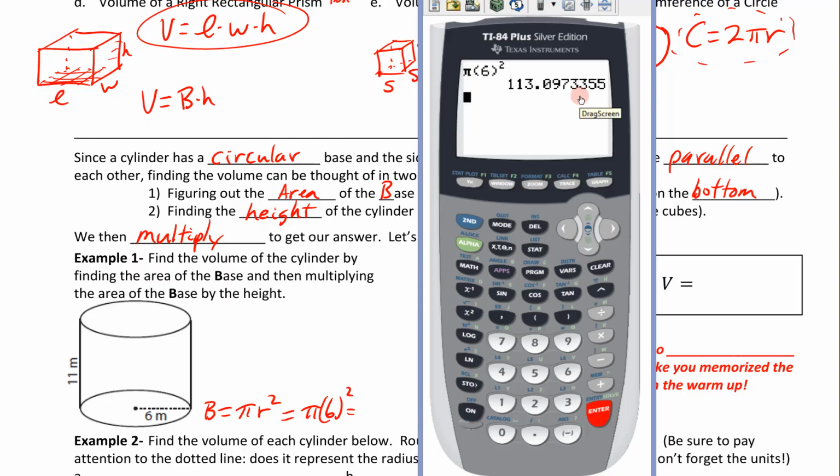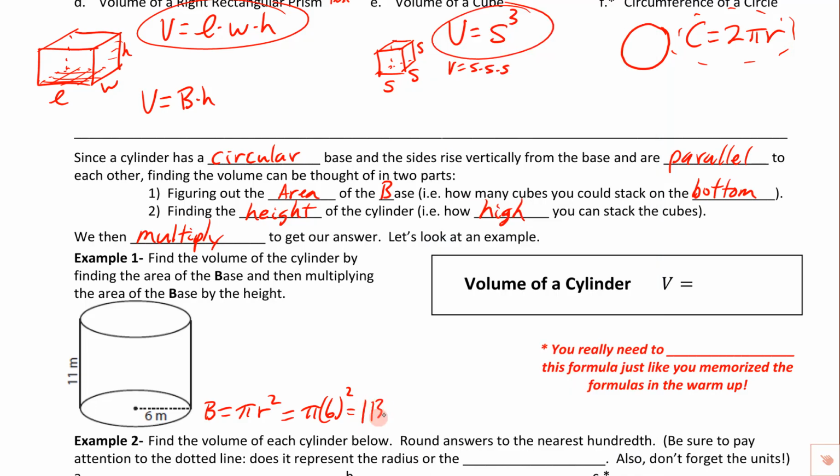113.09733. I'm going to carry that out quite a ways. Okay, that's the area of the base. We're going to use that in just a second, because now we know we can fit 113.09 squares or cubes on the bottom, and then we want to figure out how tall we can stack those.